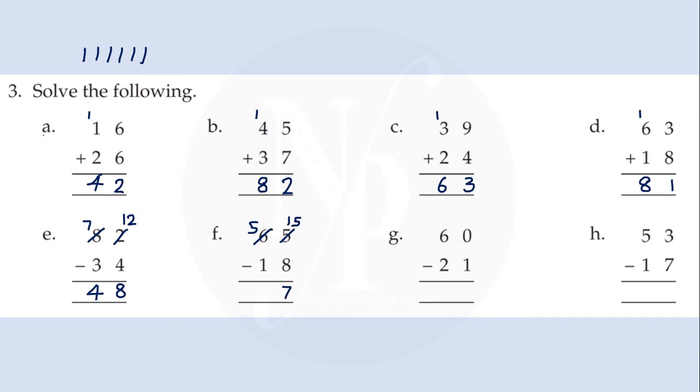So you may draw lines and strike out 8 lines from 15 lines. So 7 lines will be remaining. You can do that. And 5 minus 1 is 4.